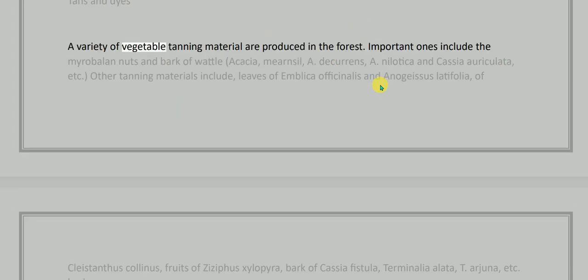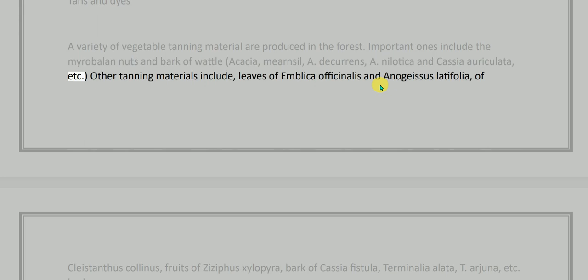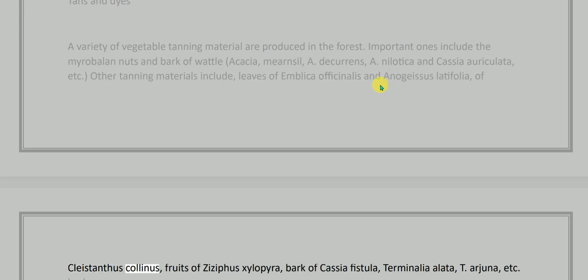Tans and dyes. A variety of vegetable tanning materials are produced in the forest. Important ones include the myrobalan nuts and bark of wattle, acacia, A. decurrens, A. nilotica and Cassia auriculata, etc. Other tanning materials include leaves of Emblica officinalis and Anogeissus latifolia, of Callistemon, fruits of Ziziphus xylopyra, bark of Cassia fistula, Terminalia alata, T.